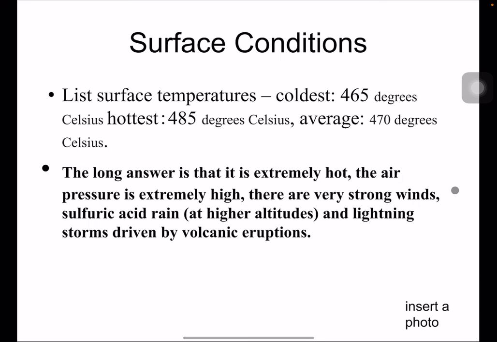Well, the surface conditions of Venus. The coldest temperature of Venus is about 465 degrees Celsius, and the hottest temperature is about 485 degrees Celsius, while the average temperature is about 417 degrees Celsius. Well, the long answer is that it is extremely hot, the air pressure is extremely high, there are very strong winds, sulfuric acid rain at higher altitudes, and lightning storms driven by volcanic eruptions.